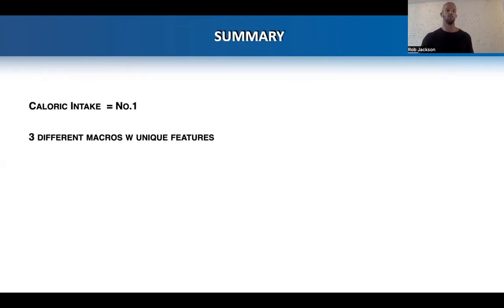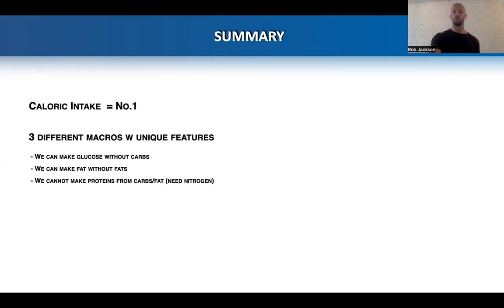So as a quick summary, we still need to remember that caloric intake is rule number 1 when it comes to energy, as we discussed in the first presentation. The 3 different macros that we've discussed have unique features, and it's important we understand what those features are. Equally, this is a nice little thing to remember: we can make glucose without carbs, so you don't have to consume carbs in order to make glucose. We can make fat without fats. So without consuming any fats, I can still make fat, but I cannot make protein from carbs and fat. I need the nitrogen that was in protein.